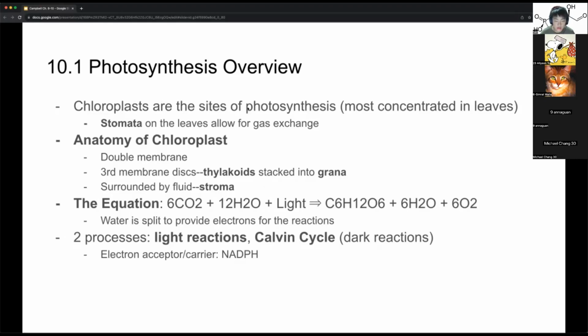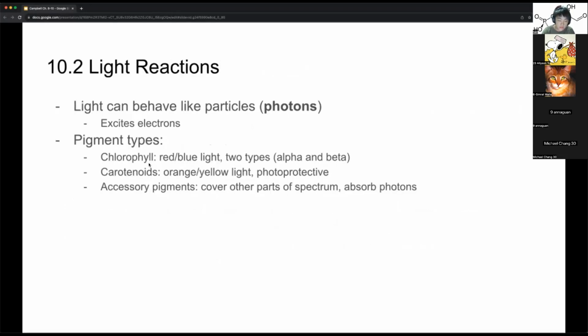Chloroplasts are the sites of photosynthesis, and stomata allow gas exchange. There's a stack of thylakoids, and they're stacked into a granum, or grana, and they're surrounded by a stroma, which is the fluid. Chloroplasts are typically found in the mesophyll, which is the tissue of the interior of the leaf. So first we're going to talk about the light reactions.